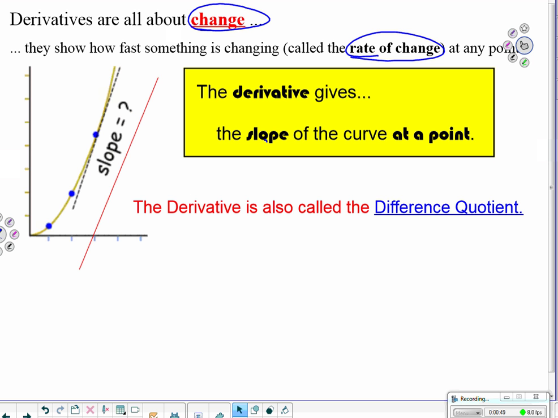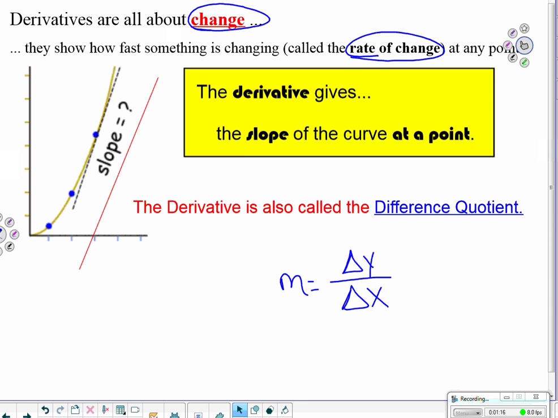And in the past, we've defined slope, you're familiar with this, as the amount of change in the y direction compared to the change in the x direction, the rise over the run, which was a rate of change. So that still is gonna be our thought pattern here. It's the amount of change of y over the change of x. A derivative is also called a difference quotient.